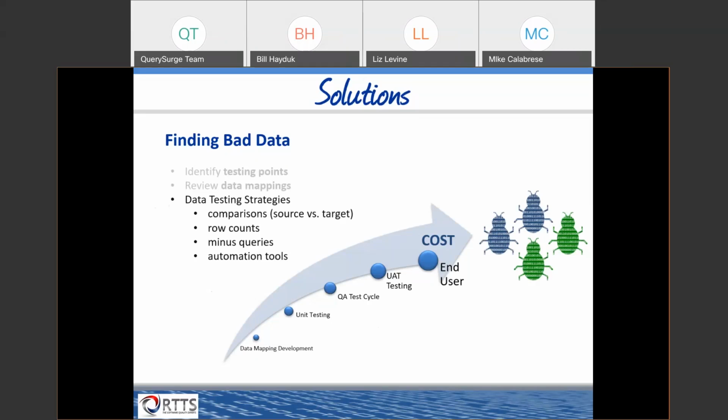Once you have that information, you'll be able to develop some data testing strategies around it, and we'll go a bit deeper into those in the data testing strategies section. But at a high level, you can do some comparisons between your source and target. If you're expecting some incremental testing to happen, you can do row counts to see that rows have been added. If you're looking to compare data between the two and find any differences, you can implement minus queries. And there are several automation tools out there to help you with your data validation efforts.